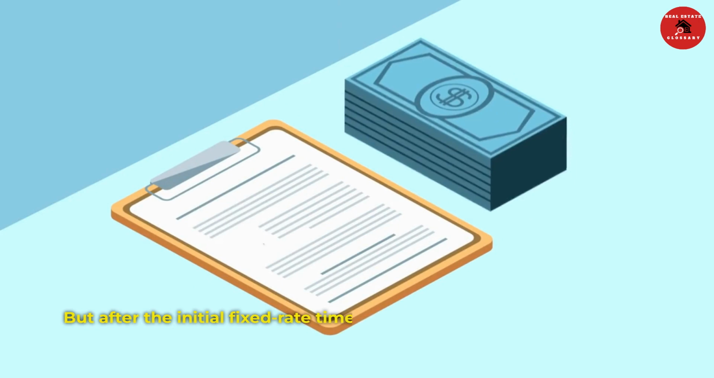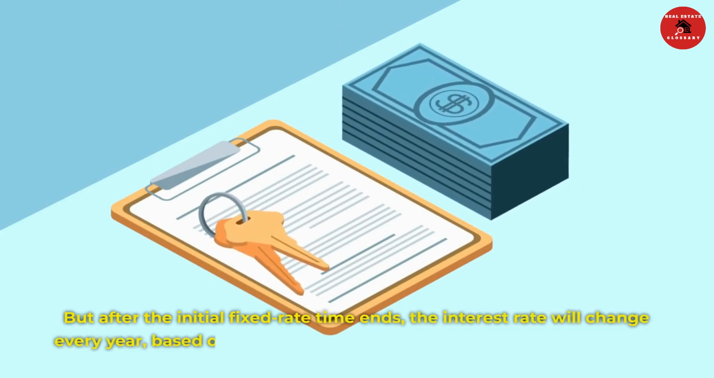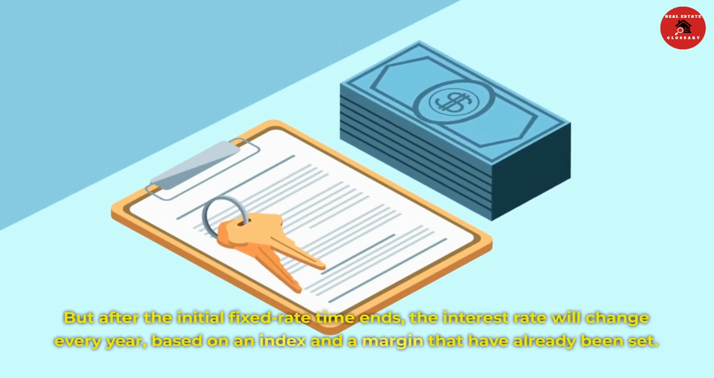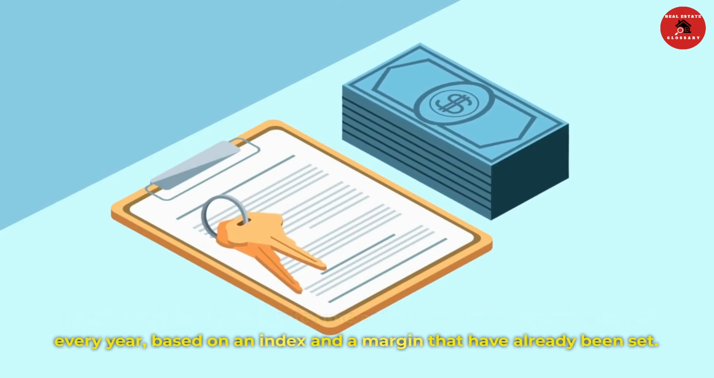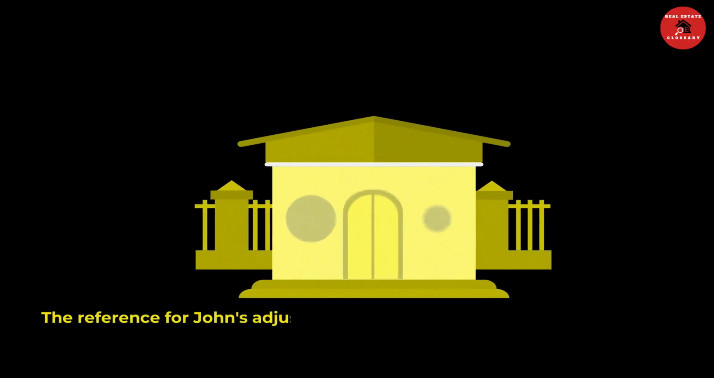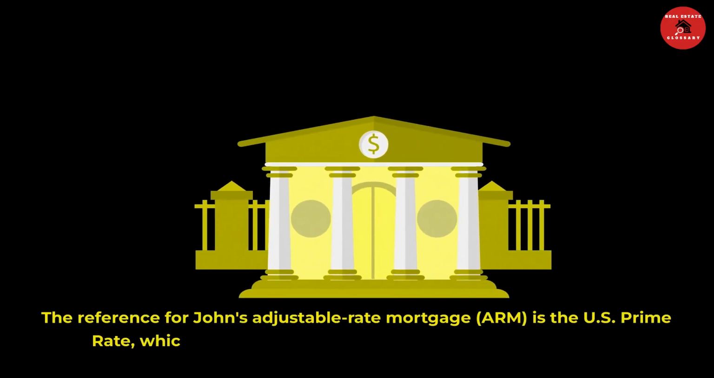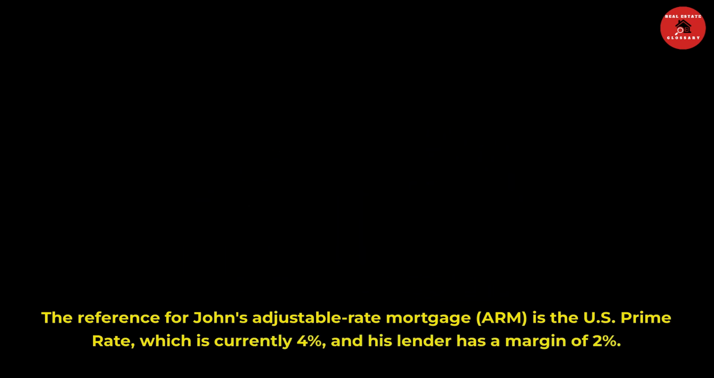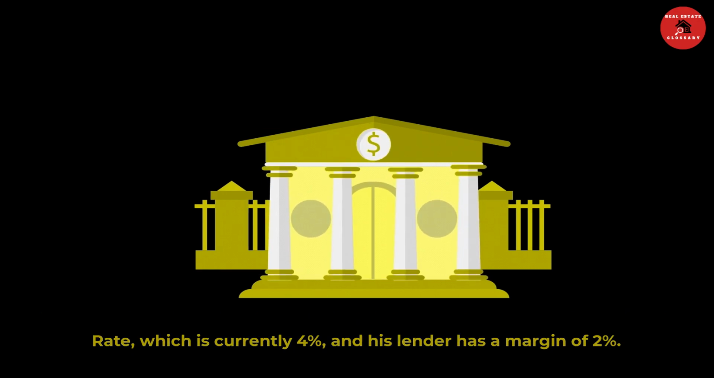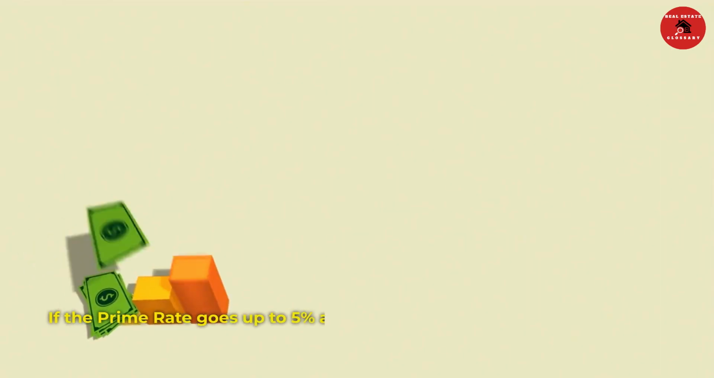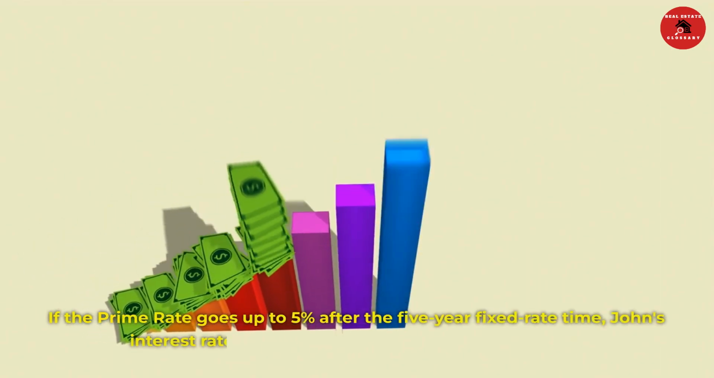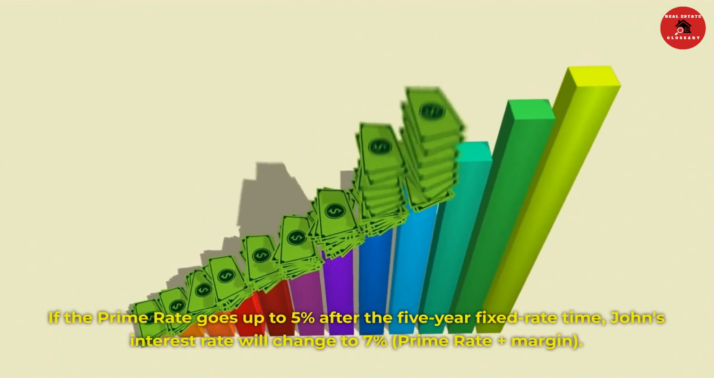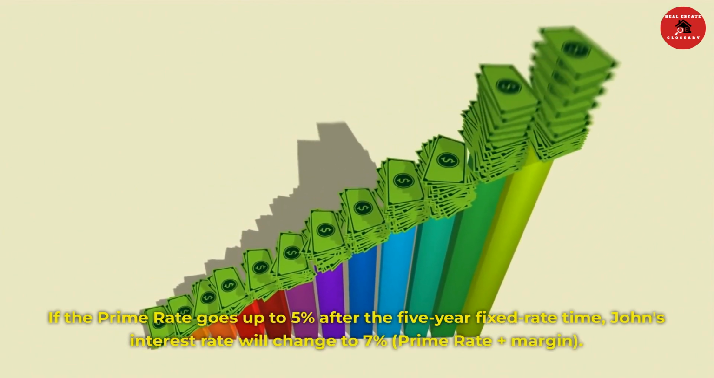But after the initial fixed rate time ends, the interest rate will change every year, based on an index and a margin that have already been set. The reference for John's ARM is the U.S. prime rate, which is currently 4%, and his lender has a margin of 2%. If the prime rate goes up to 5% after the 5-year fixed rate time, John's interest rate will change to 7%, prime rate plus margin.